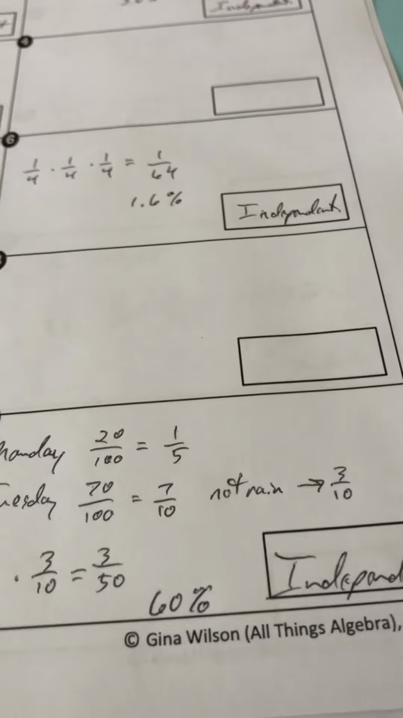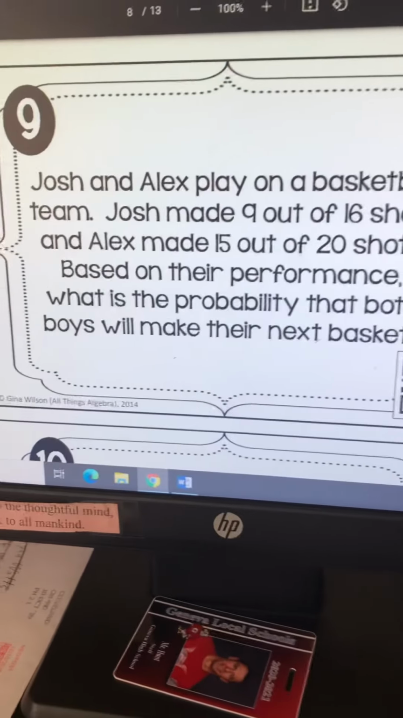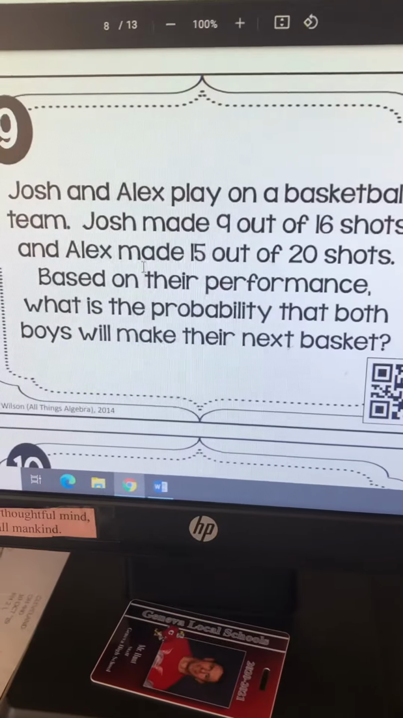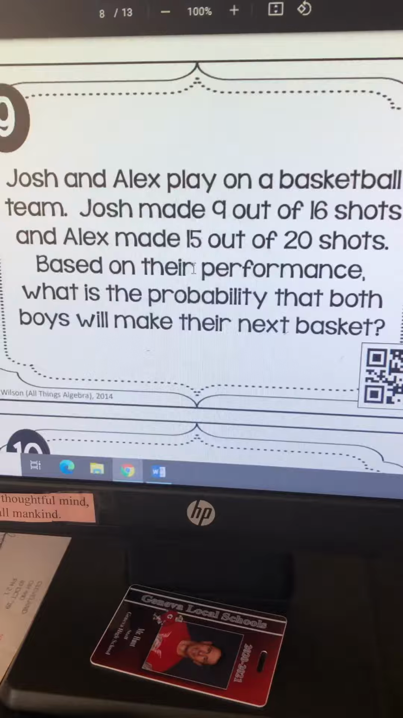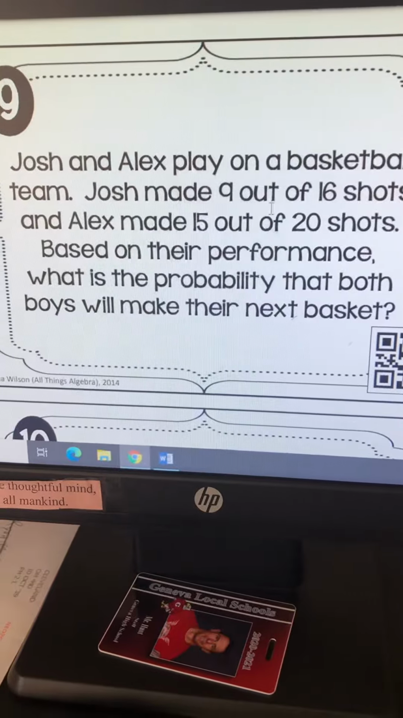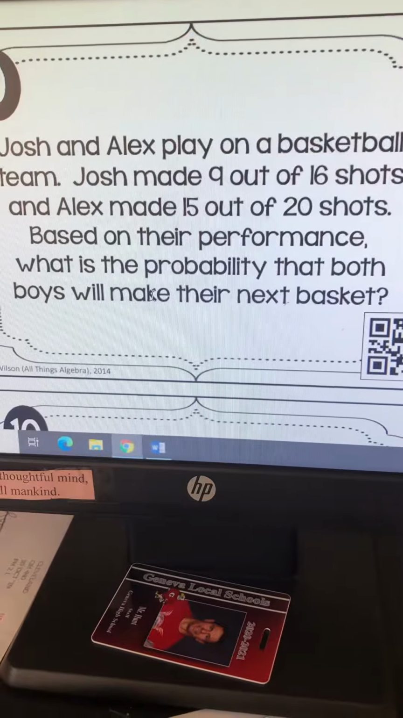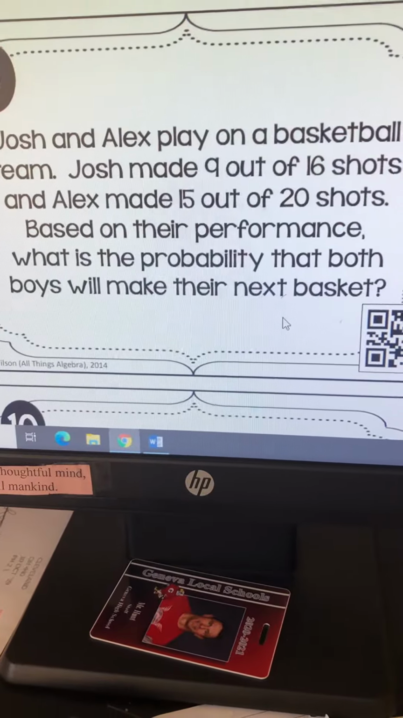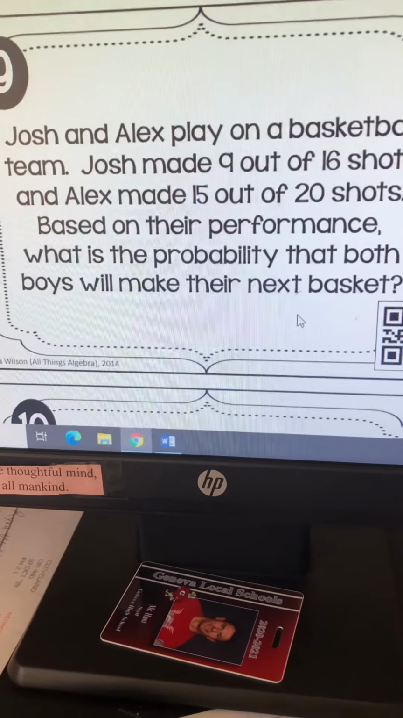Okay, so let's take a look at number 9. Number 9, you try 7 and 8 on your own. Josh and Alex play on a basketball team. Josh made 9 out of 16 shots, and Alex made 15 out of 20 shots. Based on these numbers here, what is the probability that both boys will make their next basket? So both of them making their next basket.